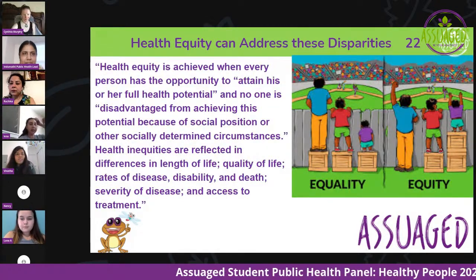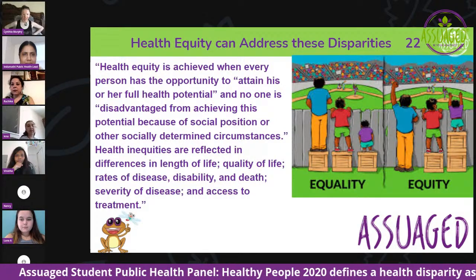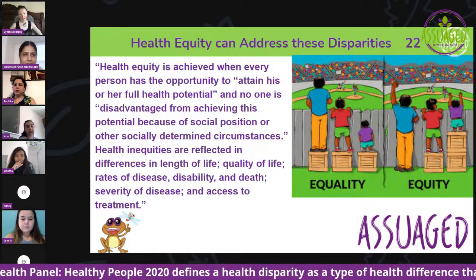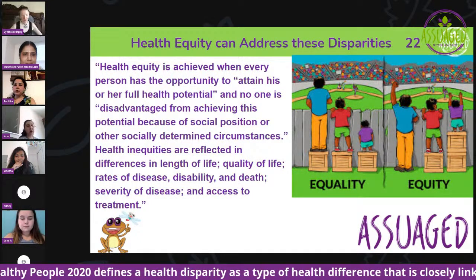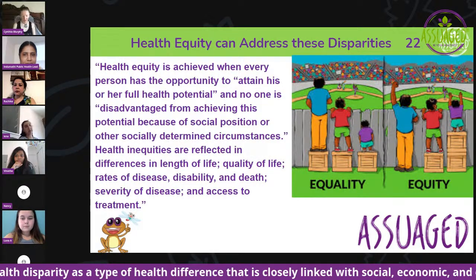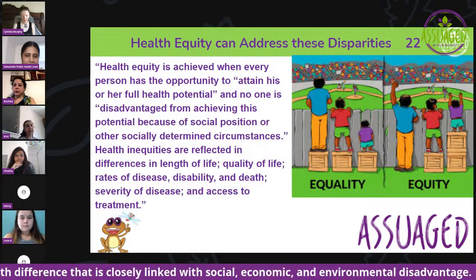So what is health equity? Health equity, especially in public health, is really defined as achieving the opportunity that everybody has the opportunity to achieve their full health potential, regardless of their social position or their social determinant circumstances. So that could be applied in things like housing and social class.